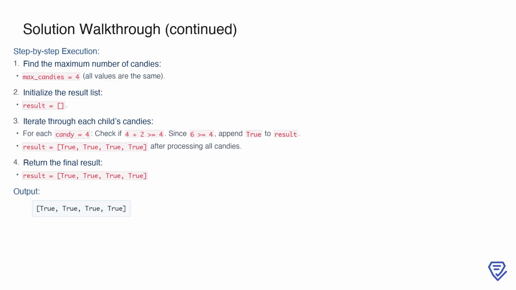As we iterate through the array, we check for each child if their candies plus the extra candies meet or exceed the maximum. For the first child, the condition 4 plus 2 is greater than or equal to 4 evaluates to true, so we append true to the result list. The same condition holds true for the second, third, and fourth children, so we append true for each of them as well. The final result list becomes true, true, true, true, indicating that all children can have the greatest number of candies. We return this list as the output.